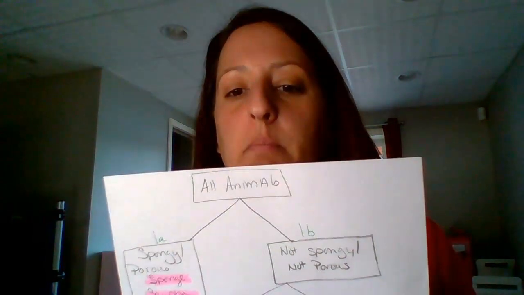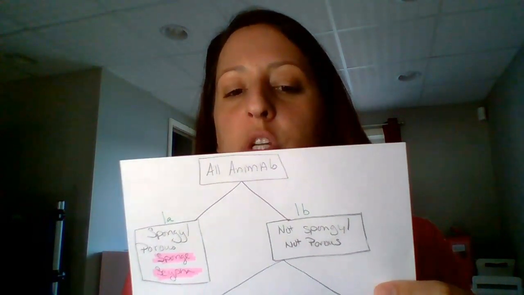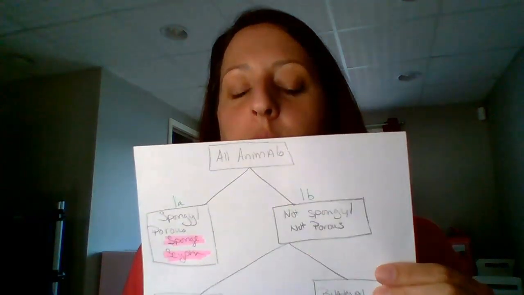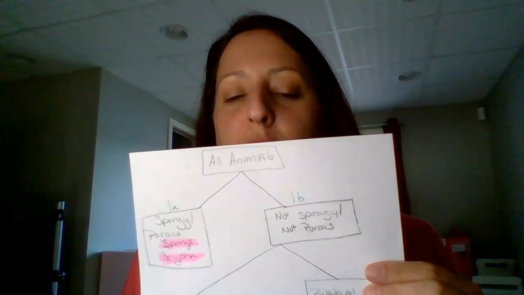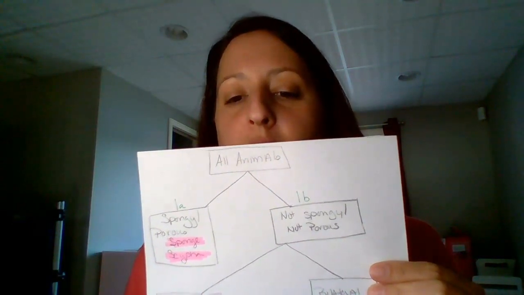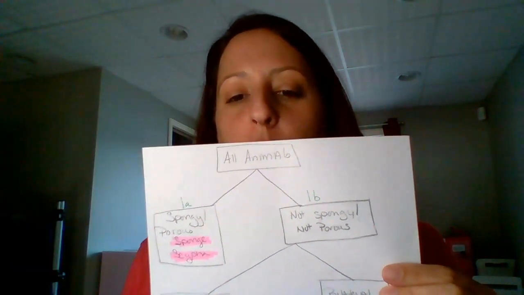So I'm going to use my green Sharpie to number my boxes. I'm going to skip the top box that says all animals. I'm going to go to the row or the layer or the step below, and I'm going to label those boxes 1A and 1B. Okay? So my spongy porous box containing sponge and scypha, I have on top of there 1A. That's my label for that box. And for my non-spongy, non-porous, all the other animals, I've got 1B.